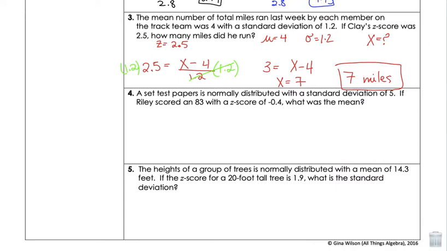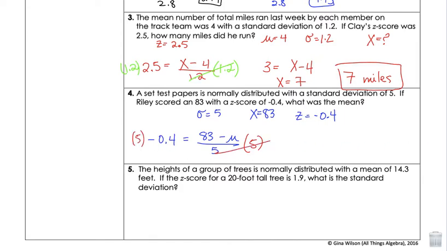Number 4, a set of test papers is normally distributed with a standard deviation of 5. Riley scored an 83 and has a z-score of negative 0.4. What's the mean? So again, we're going to solve for the mean because we have all the other parts from the formula. Negative 0.4 is equal to 83 minus our mean mu over standard deviation. Again, we're always going to multiply by the denominator just to get rid of it. It makes solving easier.